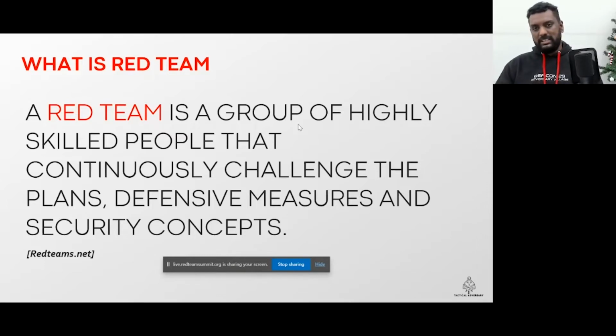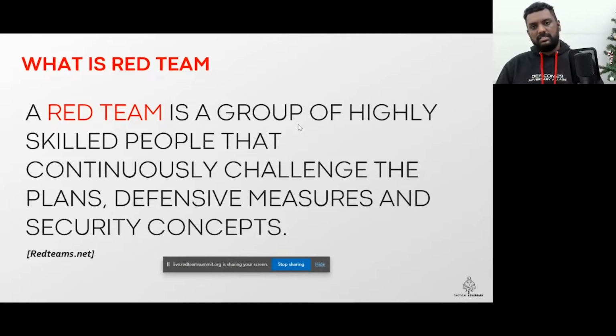The very basic explanation would be a group of highly skilled and experienced, technically advanced people who would be trying to measure the effectiveness of your security implementation, the people, process, and related stuff. I have taken this explanation from redteams.net, which is a very famous blog. Originally the term came from military practices. Let's say there are two teams. One is the blue team, which will be protecting a fort, and the red team will be trying to gain access to that fort using certain tactics and procedures, right?